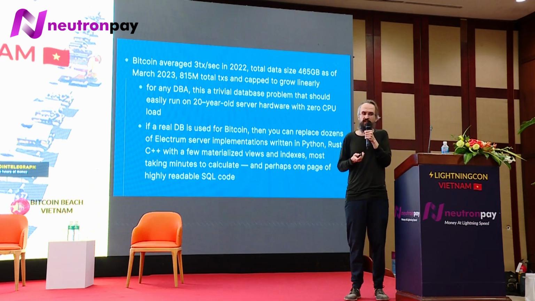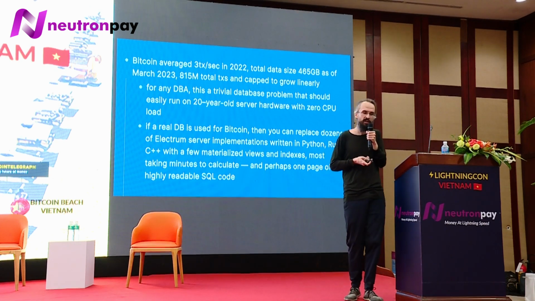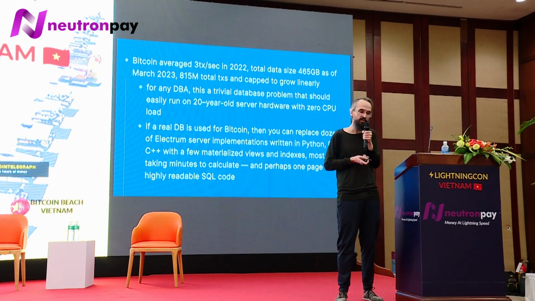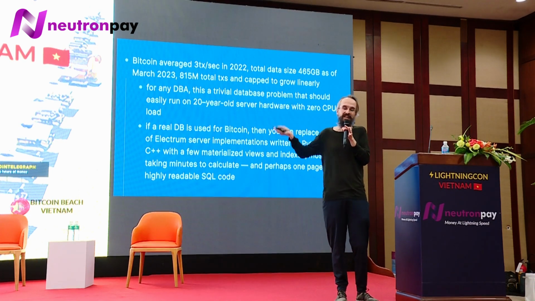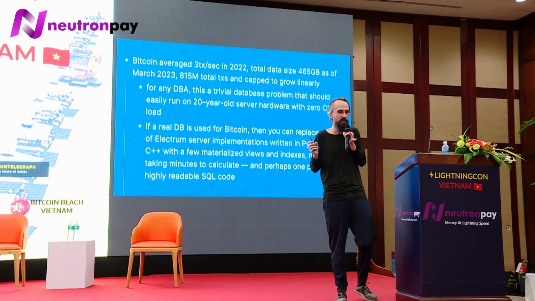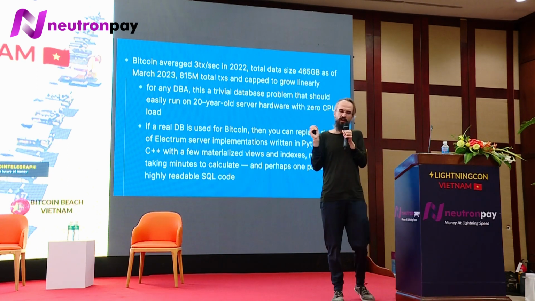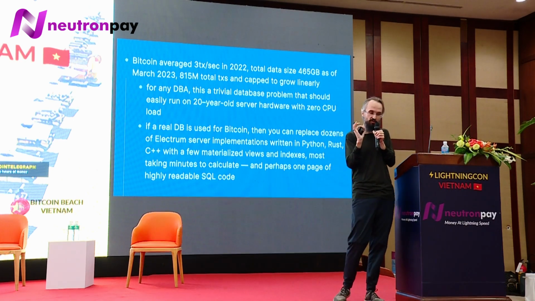Bitcoin is still only 3 transactions a second, like 500 gigs of data. It's like nothing. It's like 1 billion total entries in the transaction database. For any database administrator, for any pro, this is trivial. This can run on a decades-old server with 0 CPU. Even 3% CPU usage on a modern beefy server, like what? 3 transactions a second? That should be 0.